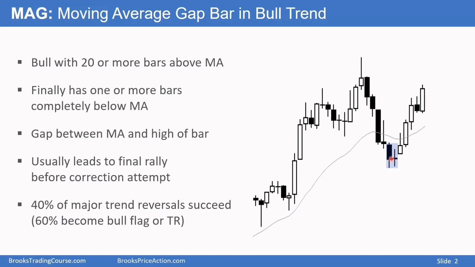But having bars completely below the moving average means the bears are pretty strong. That means that there's a 40% chance once the bull trend resumes, the bears will be able to get a major trend reversal into a swing down. Most of the time, when you get gap bars late in a bull trend, 20 more bars into a bull trend, you get an attempt at a major trend reversal after the bull trend resumes. For example, a lower high major trend reversal, a double top, or a higher high major trend reversal. Gap between the high of those 2 bars and the moving average.